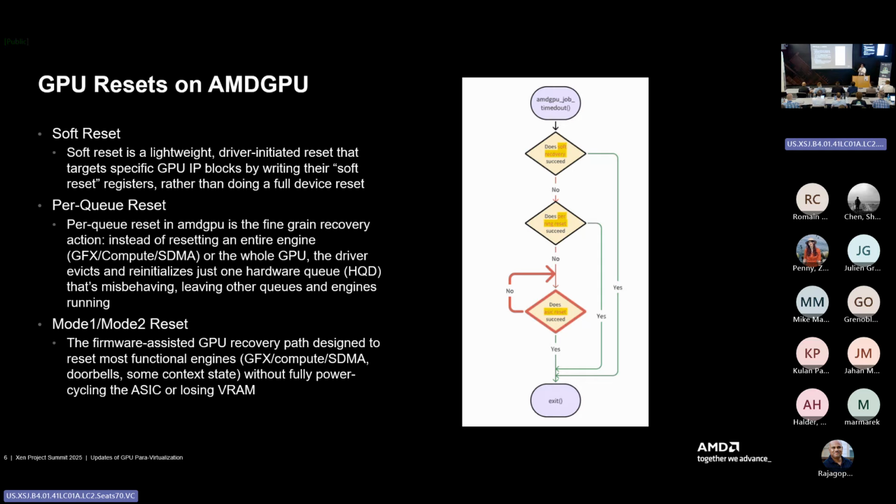So in the regular process, we will do the soft reset first. If the soft reset fails and cannot resolve the issue, we will do the per-queue reset, that means the per-ring reset. Once the per-ring reset fails, we will do the ASIC reset, like mode 1, mode 2, till the hardware issue can be fixed finally. So there are three types of protection here. This is the hardware background.